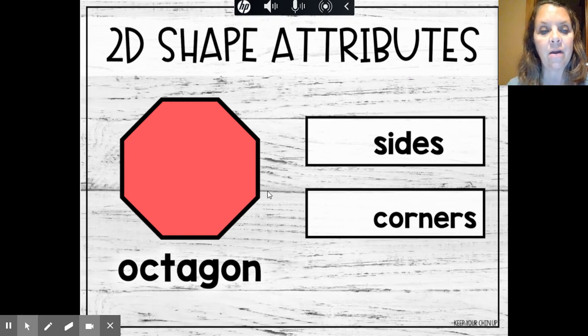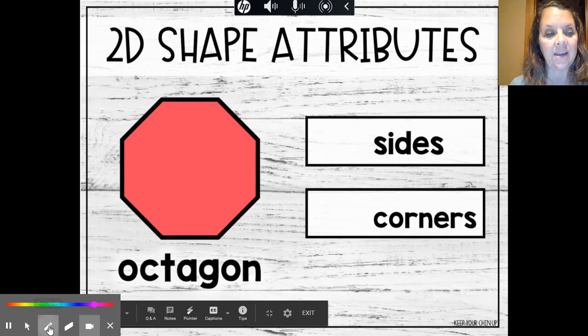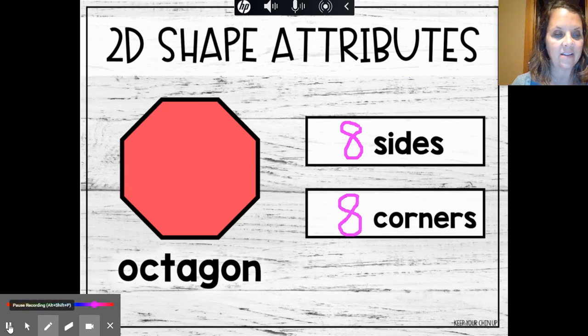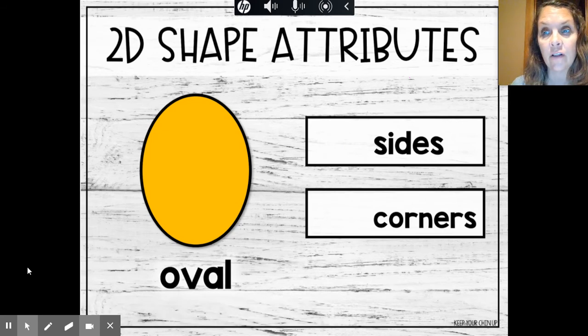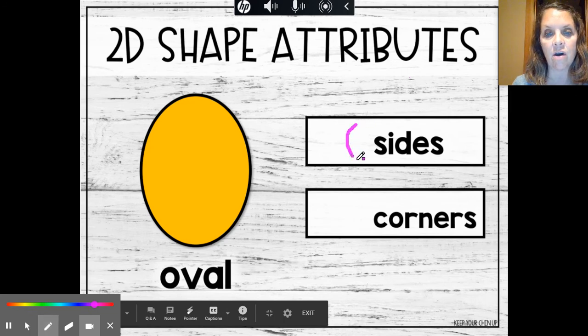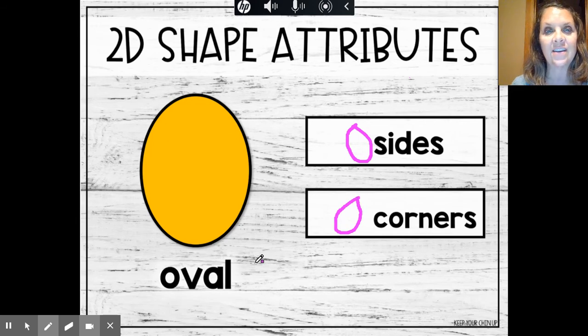Does anyone remember how many sides an octagon has? Let's pause. Very good. An octagon has 8 sides. And because it has 8 sides, it also has 8 corners. Great. Next, we have the oval. How many sides and corners does an oval have? Let me pause. You are correct. That answer was 0 sides and 0 corners. Nice job, crew.